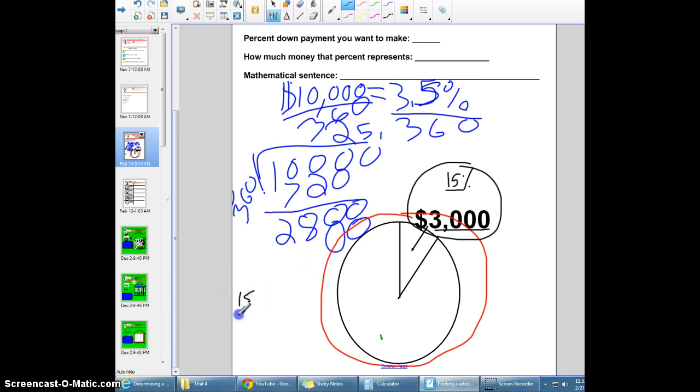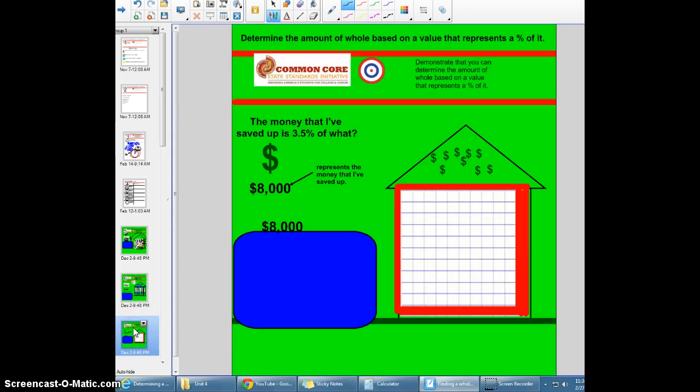Mathematically, 15 over 100 is equal to $3,000. So, what's 100 out of 100 then? This is what I'm asking you to solve, and we're putting it into some context here with our home buying, which most of you have completed, and most of you did that yesterday on Wednesday. Well, so let's take a look at this.